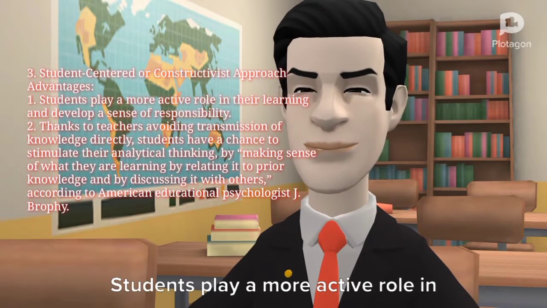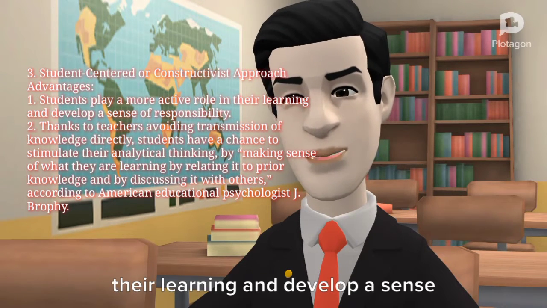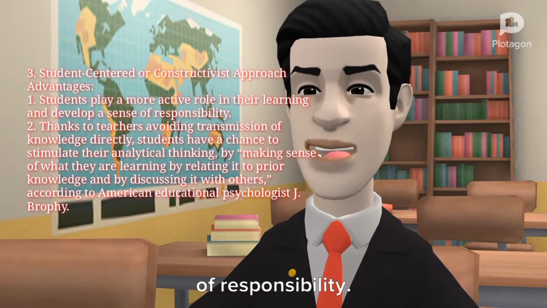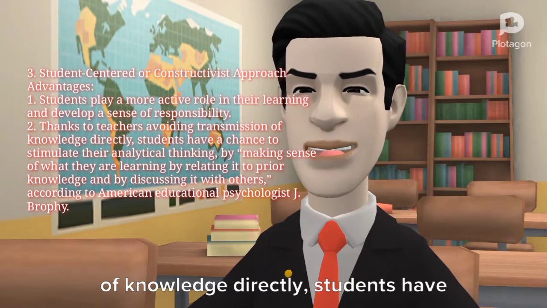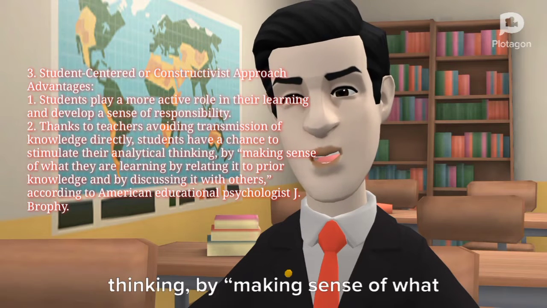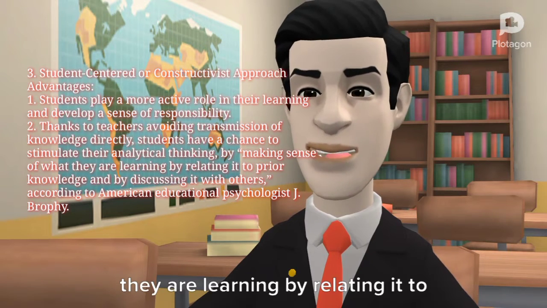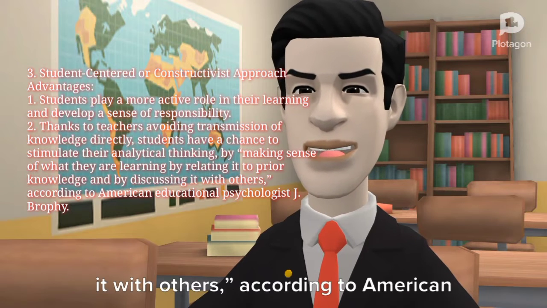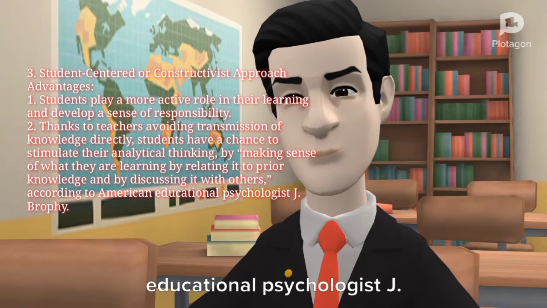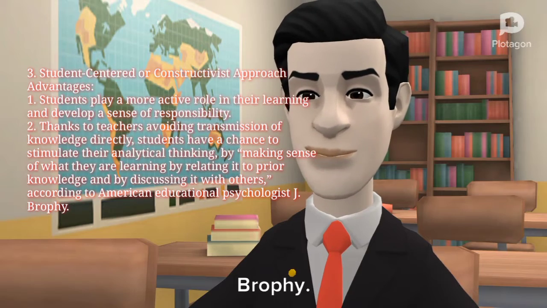Advantages. 1. Students play a more active role in their learning and develop a sense of responsibility. 2. Thanks to teachers avoiding transmission of knowledge directly, students have a chance to stimulate their analytical thinking, by making sense of what they are learning by relating it to prior knowledge and by discussing it with others, according to American educational psychologist Jay Brophy.